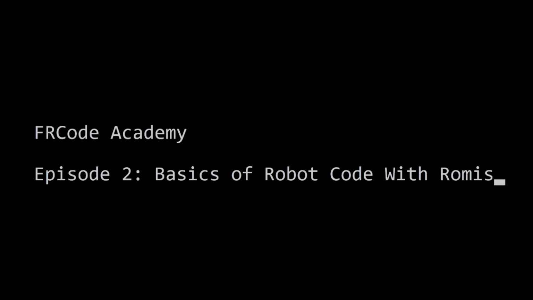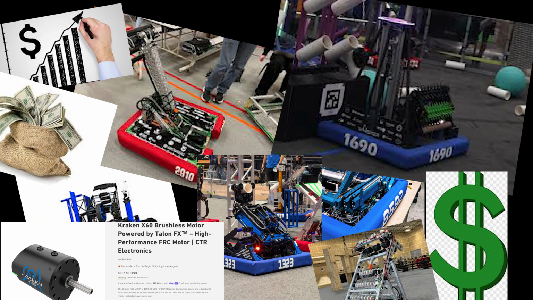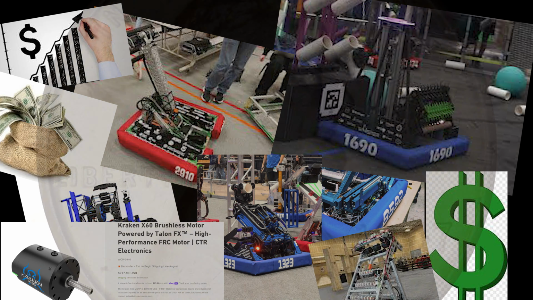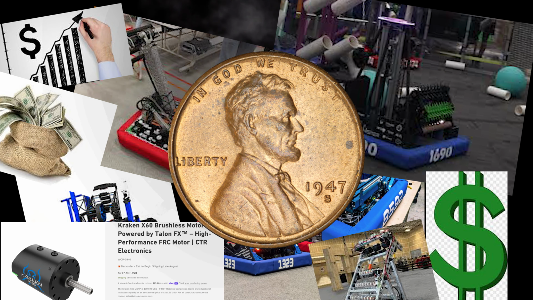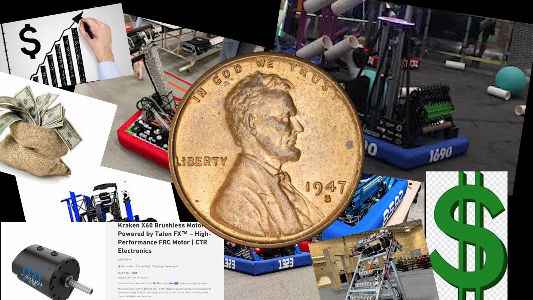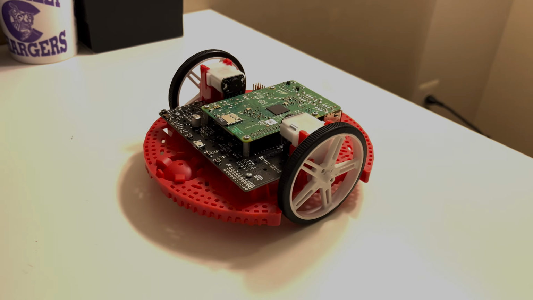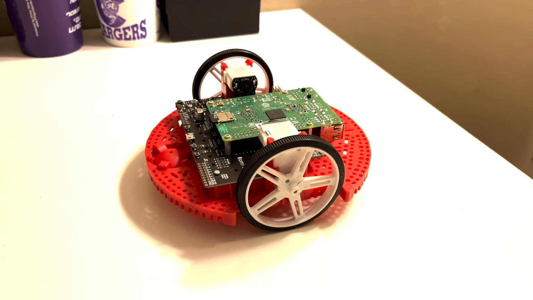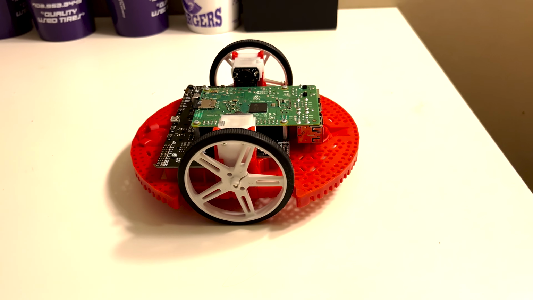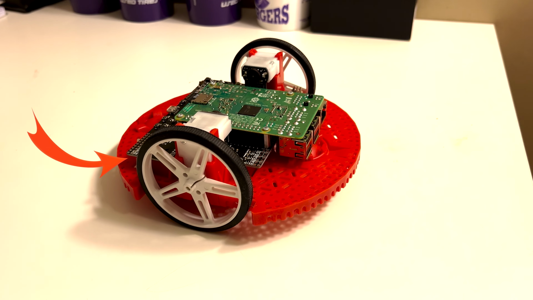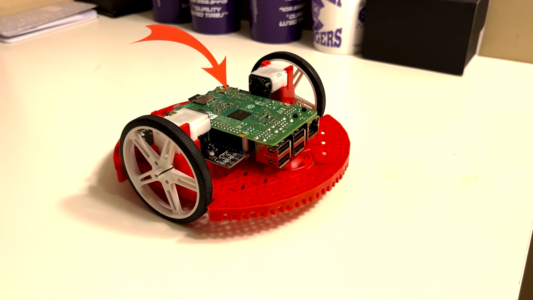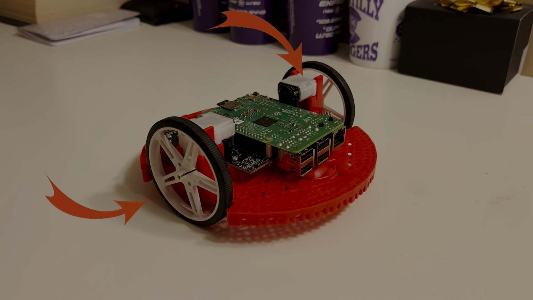In today's episode, we will explore the basics of robot code with Romis. Before you run your code on $1,000 robots, it would be wise to hone in your skills first with cheaper alternatives. This is exactly what we're going to be doing today with these little practice bots called Romis. They consist of a small Arduino control board, Raspberry Pi, and a simple differential drive system.